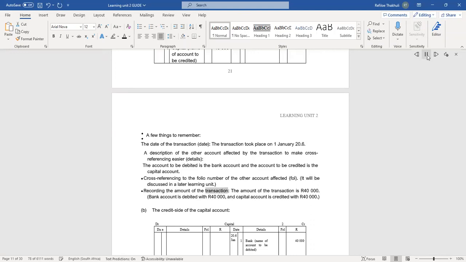Recording the amount of the transaction. The amount of the transaction is R40,000. Bank account is debited with R40,000, and capital account is credited with R40,000. The credit side of the capital account. Dr. Capital Cr.